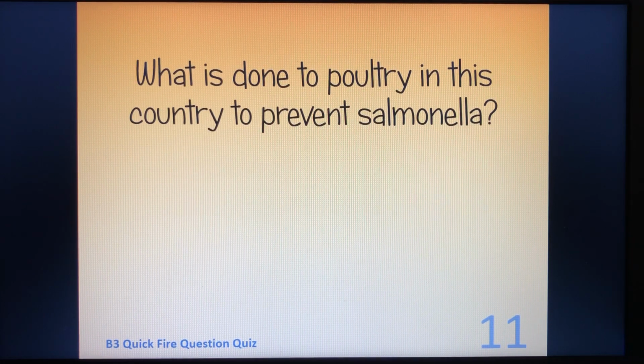What is done to poultry, that's chicken, in this country, the UK, to prevent salmonella? So salmonella is a bacterial pathogen that causes food poisoning. What do we do to the chickens in this country to prevent that disease from spreading to humans? And the answer is vaccination. We actually vaccinate the poultry, vaccinate the chickens, so that they don't pass that salmonella on to humans.